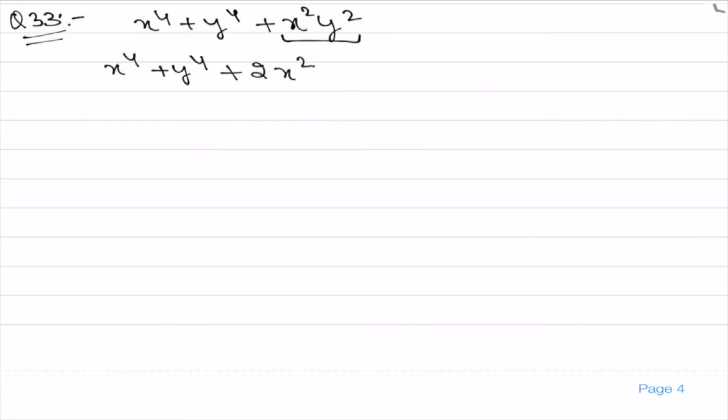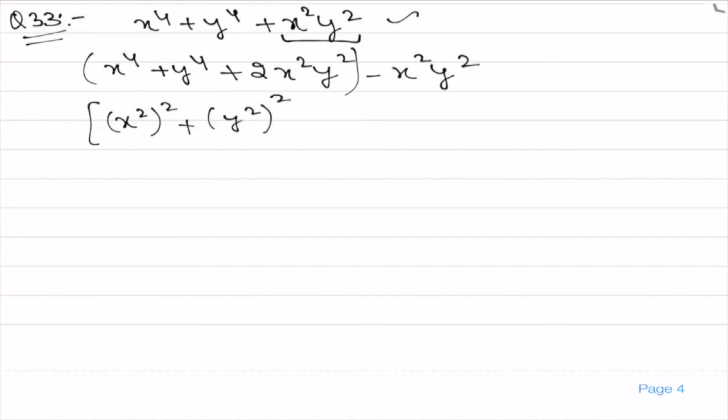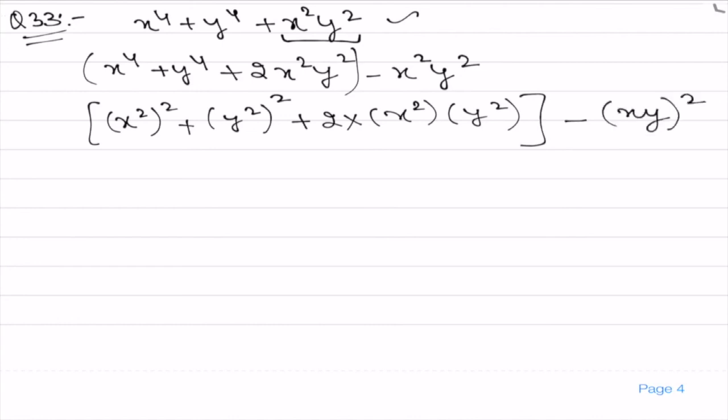Last question is question number 33. Factorize x raised to power 4 plus y raised to the power 4 plus x square y square. Here it is the same as the first question that I have picked up. Split x square y square. So it becomes x raised to power 4 plus y raised to power 4 plus 2x square y square minus x square y square, because if we subtract we will get x square y square only. Now we'll put the first three terms in the bracket. It becomes (x square) whole square plus (y square) whole square plus 2 into x square into y square, minus (xy) whole square. Got it?